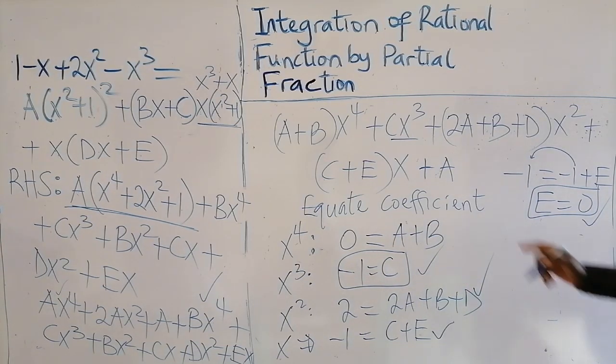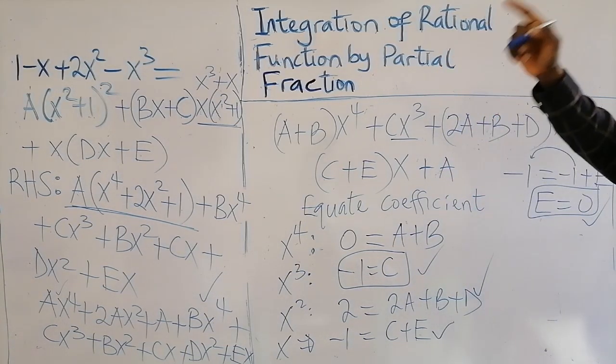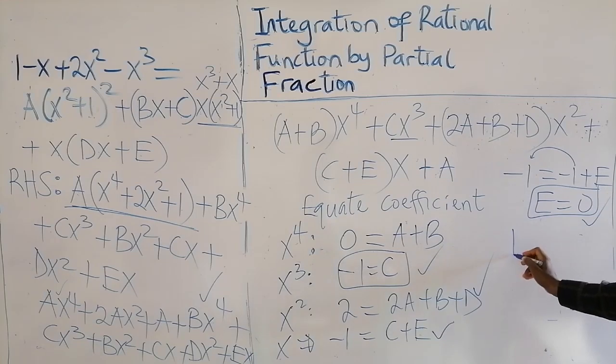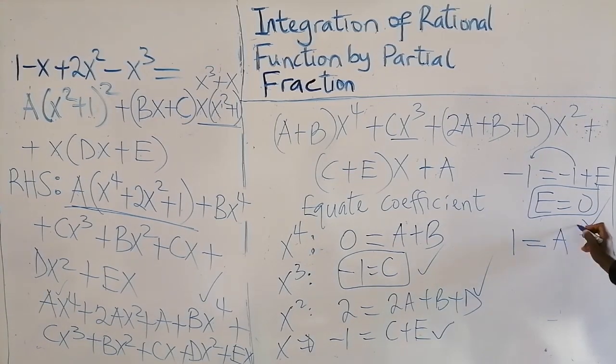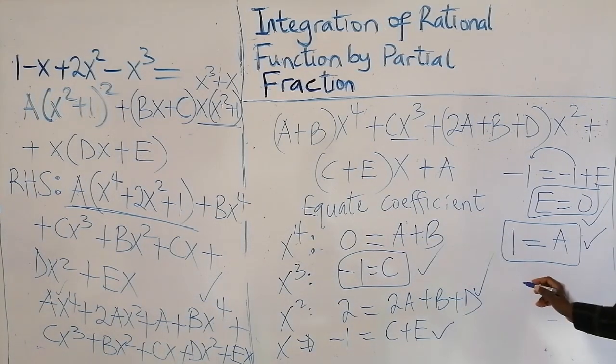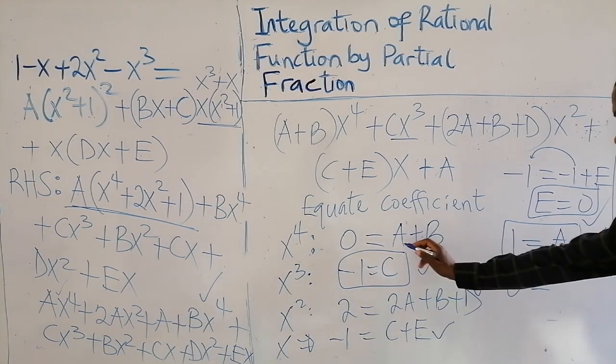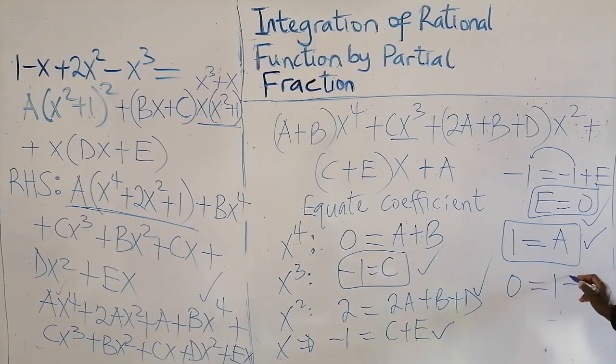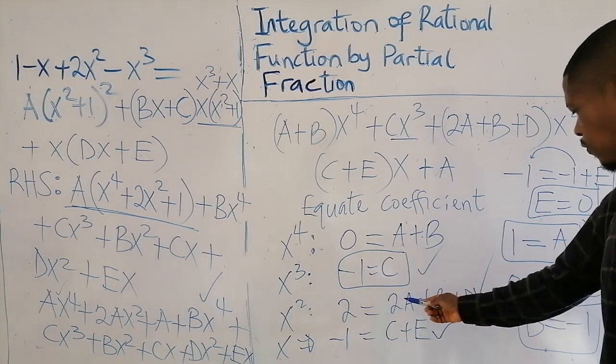Okay, for the constant terms, on the left is 1, on the right we have a. So a is 1. With a equal to 1, you can come back to this equation and substitute there. That will be equal to what? 0 equal to, my a is what? My a is 1, 1 plus b. So b is equal to what? B is equal to minus 1. Okay, so we have the value for b now, and we have the value for a now.